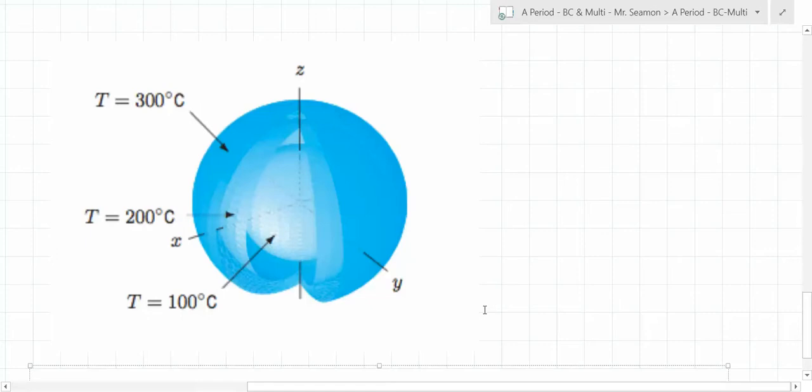So what is this telling you? As you get further from the center of this, let's call it a planet, what happens to the temperature? It's getting higher and higher and higher, because the temperature is defined as x squared plus y squared plus z squared. And we could go as many steps through this as we want.